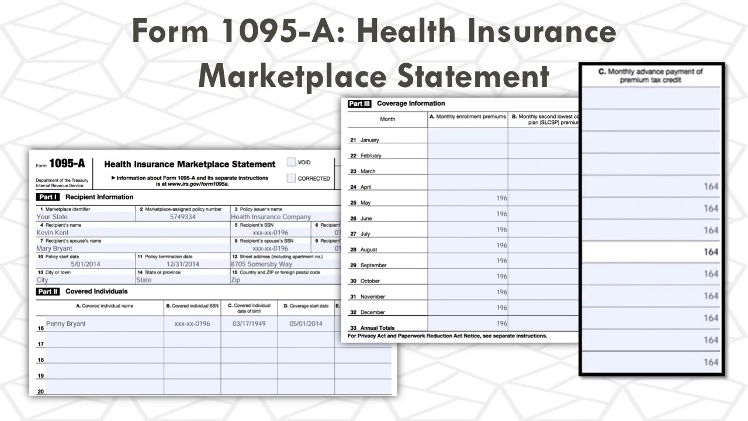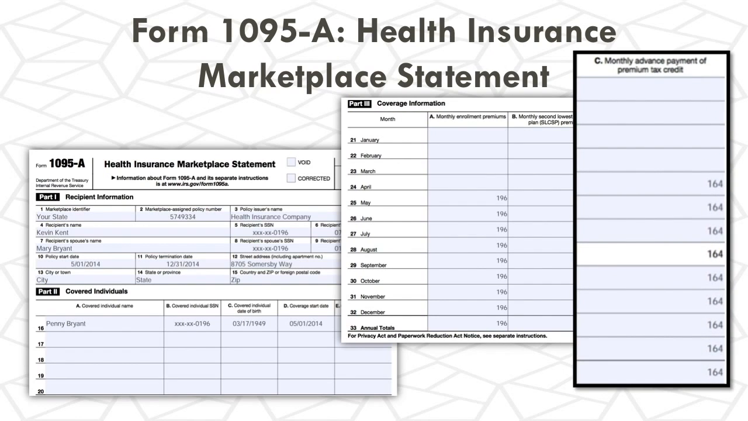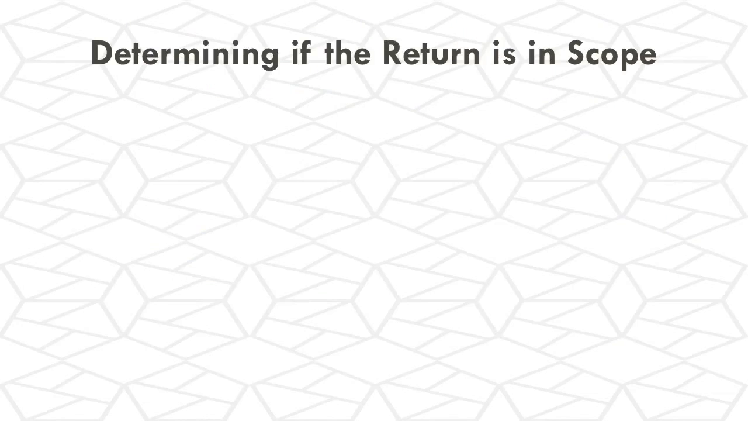And then Column C finally is monthly advance payment of the premium tax credit. This might be blank if they did not receive any advance payments, but if they did, it will be listed in this column. So there are a couple of situations in which a return will be out of scope for us when it comes to the premium tax credit.